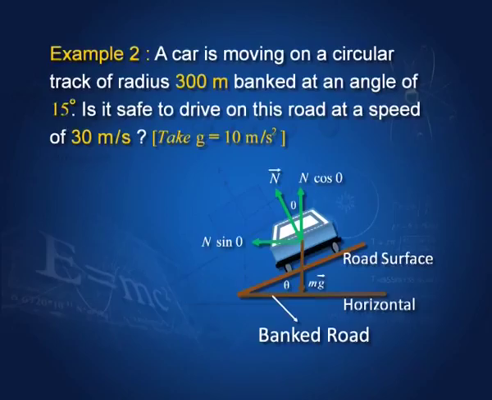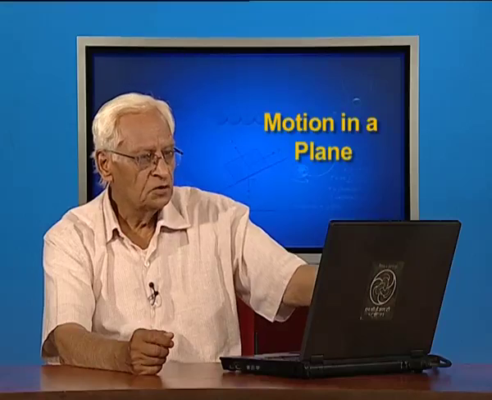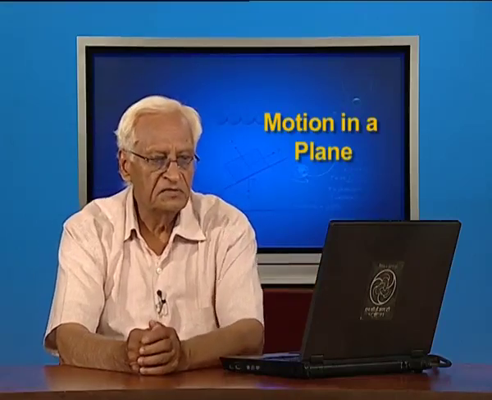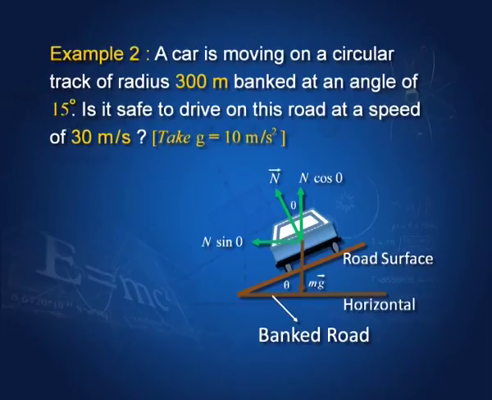Let us take another example. This is about the banking of roads. A car is moving on a circular track of radius 300 meters, banked at an angle of 15 degrees. Is it safe to drive on this road at a speed of 30 meters per second? That is the question. Let us find out the safe speed.